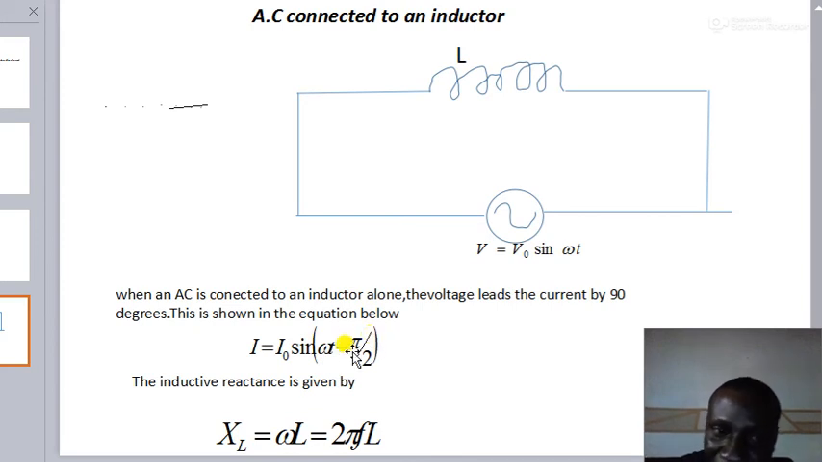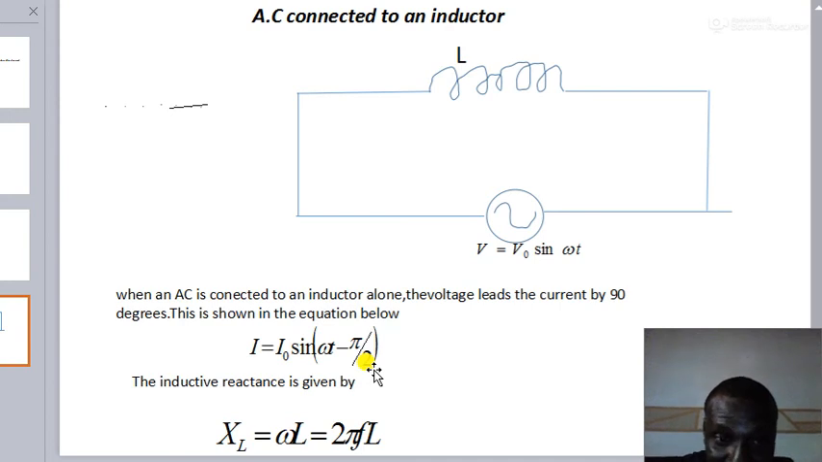Here, the proper language to use is to say that the current lags the voltage, or better still, the voltage leads the current by 90 degrees. So take note, we have used pi over 2 as the symbol for 90 degrees in the expression or equation seen.